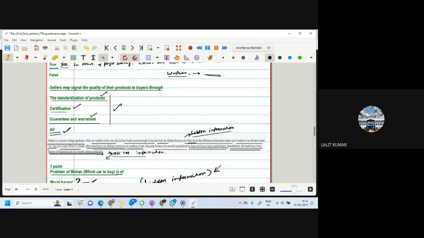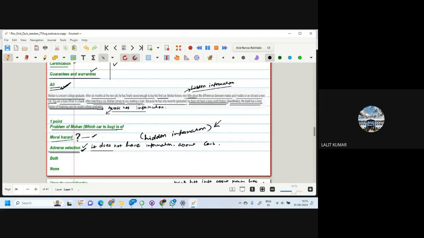Sellers may signal the quality of their products to buyers through the standardization of products, certification, guarantees, and warranties. So all three are true. This is basically to spread more information and to give more assurances.